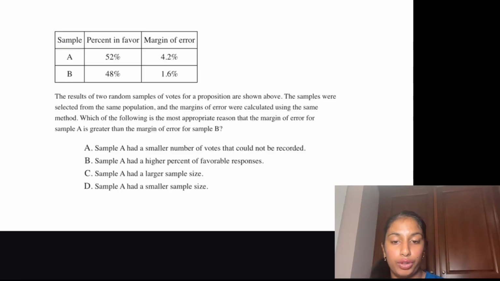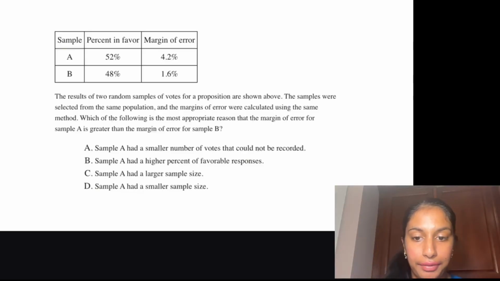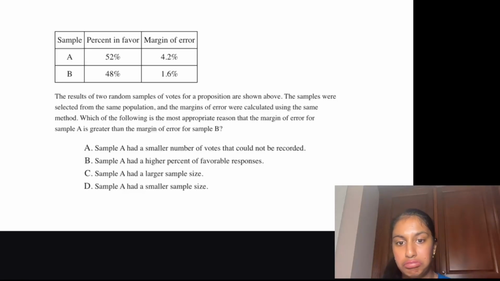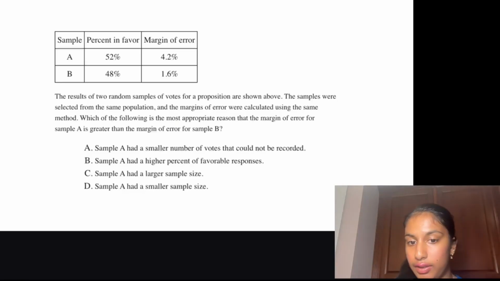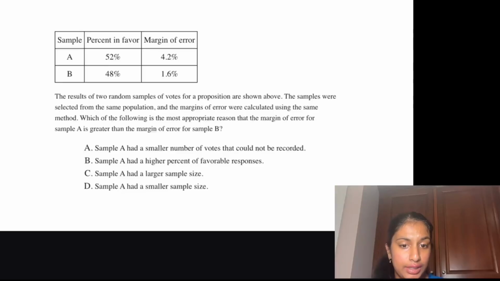Sample A had a smaller number of votes that could not be recorded. No, that doesn't make sense. Sample A had a higher percent of favorable responses. No, I don't see how that could affect the margin of error. Okay, now C and D, I see they're talking about sample size, and sample size can actually affect the margin of error. So let's figure out which one of the two it is.